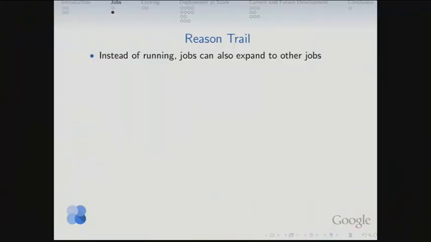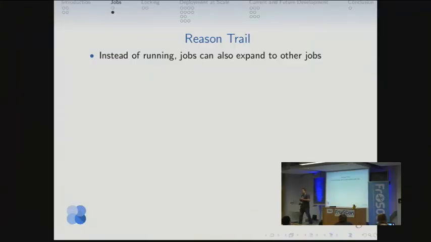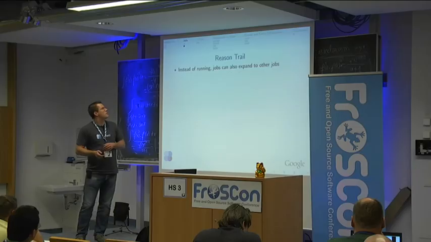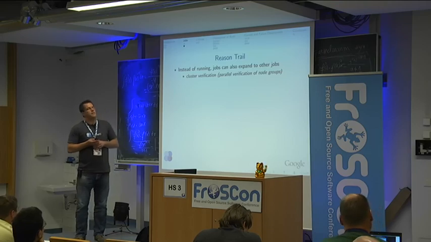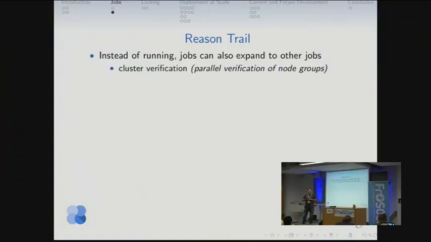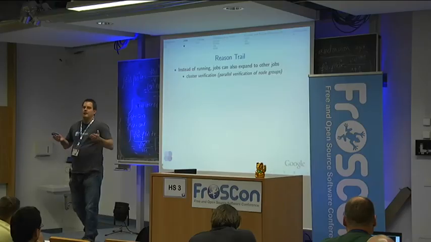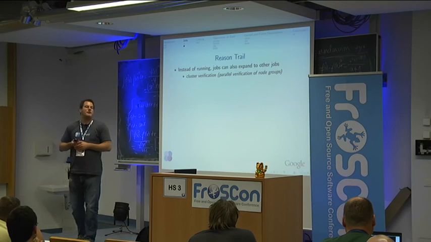So I mentioned ad hoc rate limiting. And before I can talk about that, there's another concept which I have to introduce, and that is the reason trail. It's not quite true what I said: jobs do tasks, but it's not always the case that jobs do everything themselves. If you have tasks that can be done or should be done in parallel, then a job just says, well, to do this operation, like verify the cluster, just run all the following jobs, which I submit for you, like verify every node group in parallel.